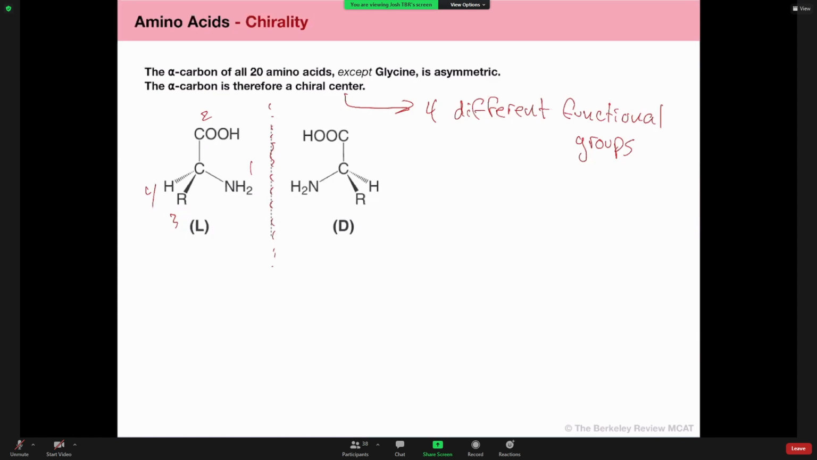Okay, and then remember, molecules with chiral centers are optically active, which means that they can rotate polarized light. And you're going to go over that in lectures when you get to light and optics and things like that. So we don't need to cover that right now.